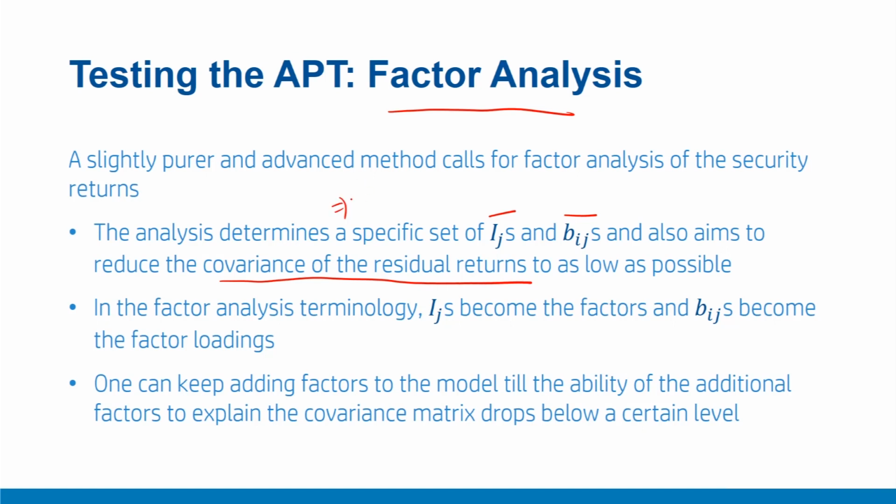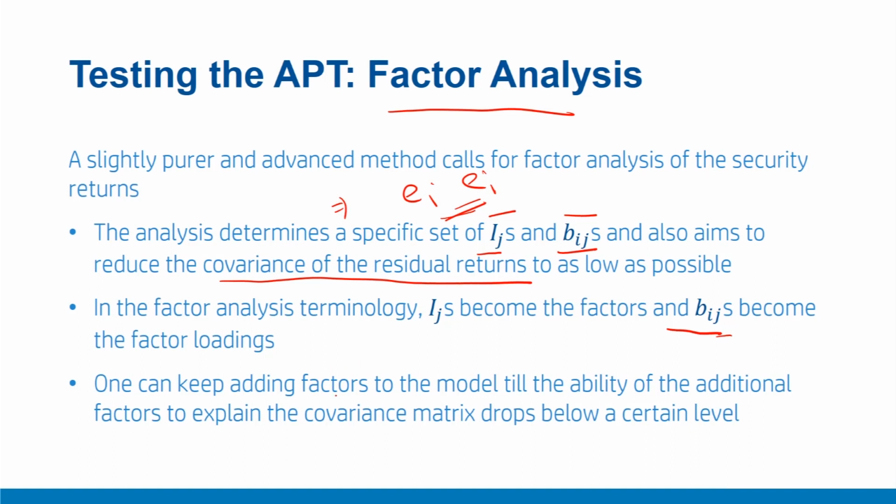Remember, these single or multi-index return generating processes have residuals that are stock specific components, and it was assumed that the residuals EI, EJ should have minimum or almost zero correlation or covariance with each other. The way factor analysis works here, it tries to minimize this correlation and generate a set of factors, IJs, and their factor loadings, which are also referred to as sensitivities, Bij. So these factor loadings are referred to as factor sensitivities.